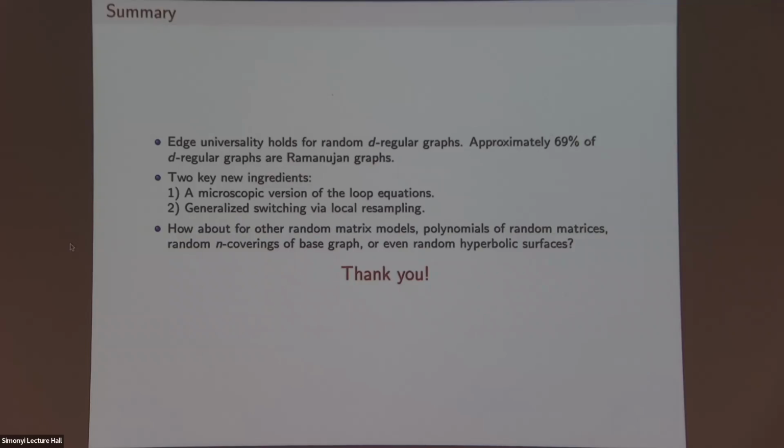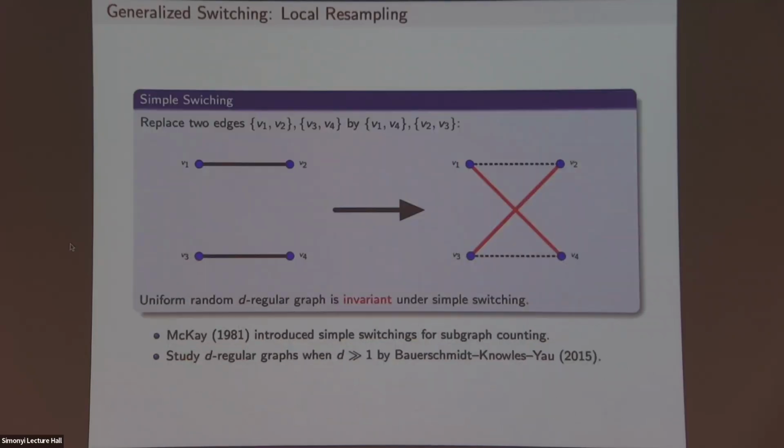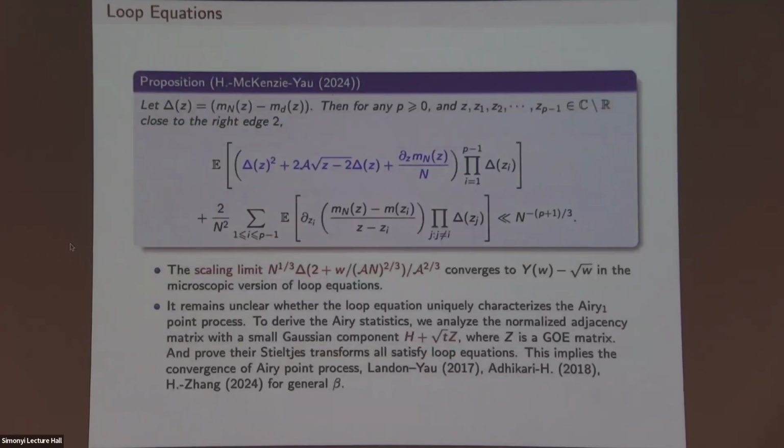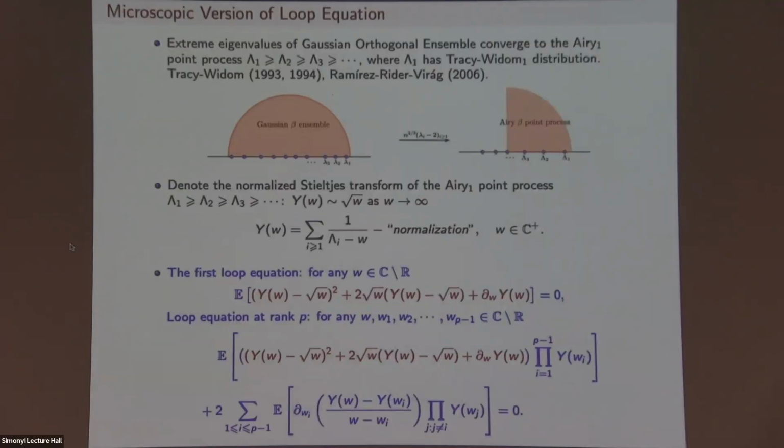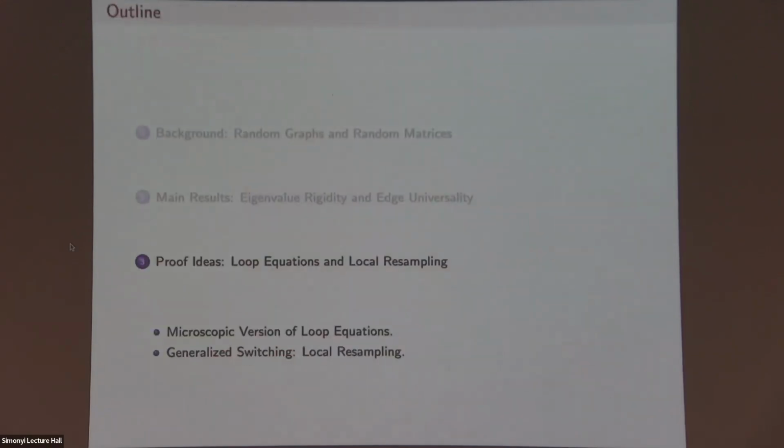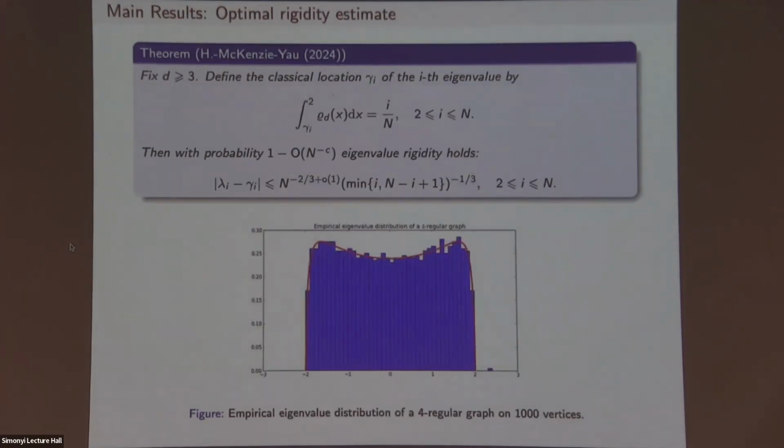Questions? So the concentration of an eigenvalue, say number n over 2, you said is roughly 1 over n. Yes. Is there some error term there? Oh, so the question is, if I really look at the eigenvalue and subtract the classical location, gamma i, what is the fluctuation? That's little o(1), right? Yes.